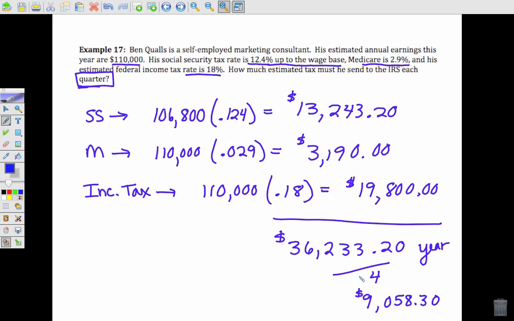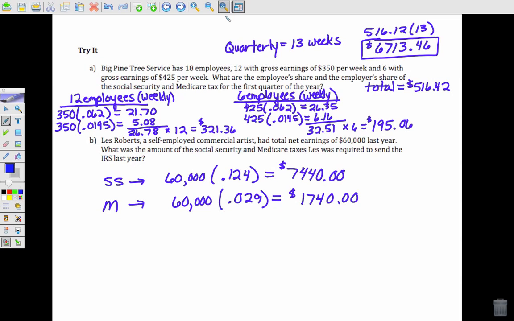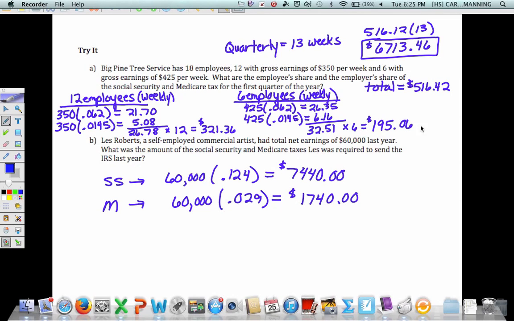All right, so this concludes what the employer pays for tax and how it matches the employee's contributions, based on fringe benefits and the unemployment tax and all of the things that go into those taxes. What I want you to do is go ahead and do the try it problems on the back page. If you pause the video and work through these examples, you can then check your results when you're done.